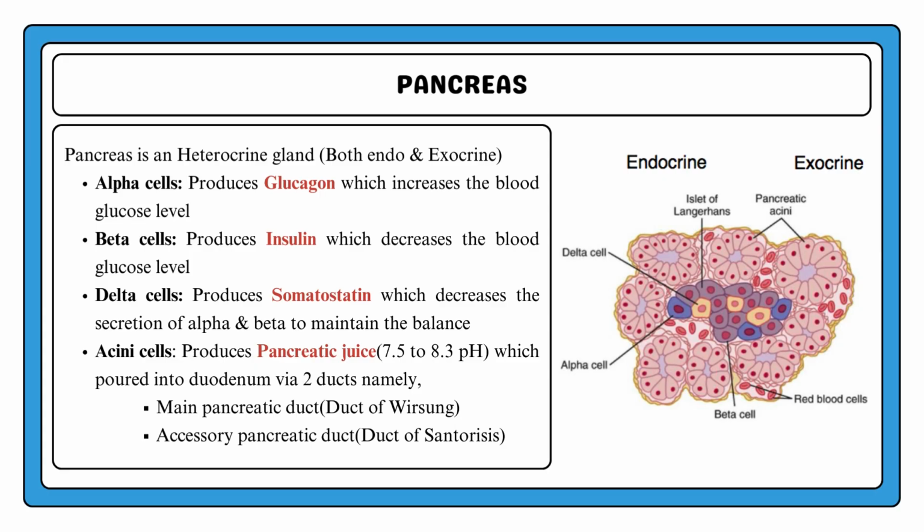Acini cells produce pancreatic juice, pH 7.5 to 8.3, which is poured into the duodenum via 2 ducts, namely the main pancreatic duct, also known as the duct of Wirsung, and the accessory pancreatic duct, also known as the duct of Santorini.